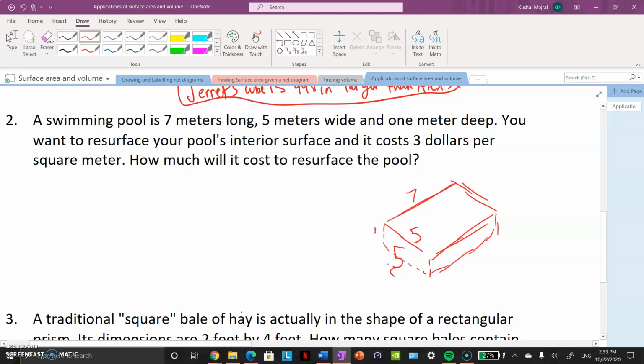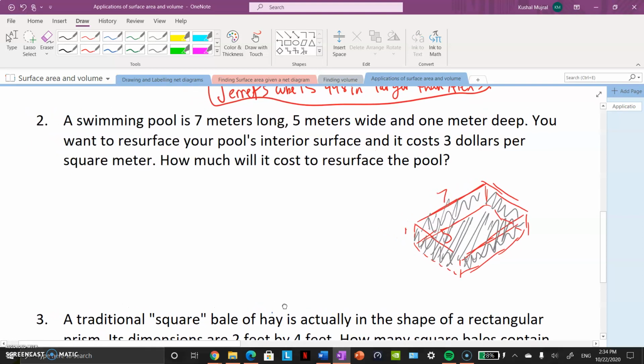Okay, so you want to resurface your pool's interior surface, and it costs $3 per square meter. So what that means basically is we're looking at the surface area of the swimming pool, and let me just show you all that we're going to be looking at. We're going to be looking at this surface area at the bottom, this side, this side, this side, and this side, but not the top. Okay, we're not going to be looking at the top because the top is empty. Okay, how much will it cost to resurface the pool?